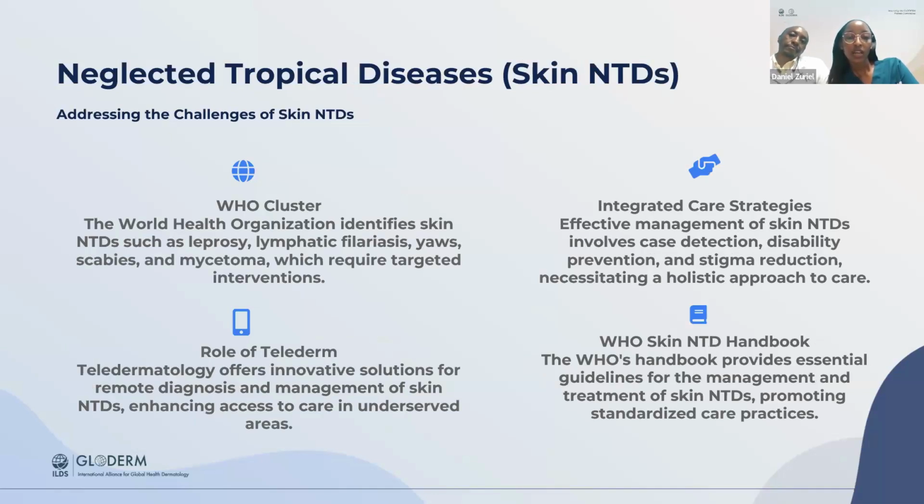Neglected tropical diseases represent a cluster of diseases that have been identified by the World Health Organization. Some of them include leprosy, lymphatic filariasis, yaws, scabies, mycetoma. The World Health Organization has targeted these particular infections because of the effect they have on the quality of living for the patients they affect and the economic consequences that come with managing them. By identifying these diseases, it has been able to integrate strategies in identifying and tracing cases and also managing them from the primary healthcare level.